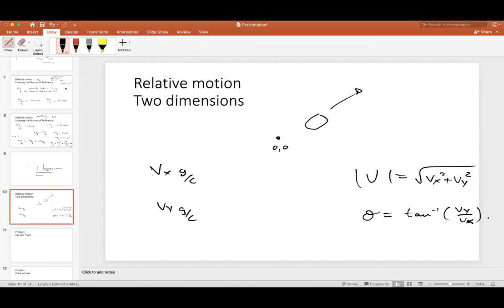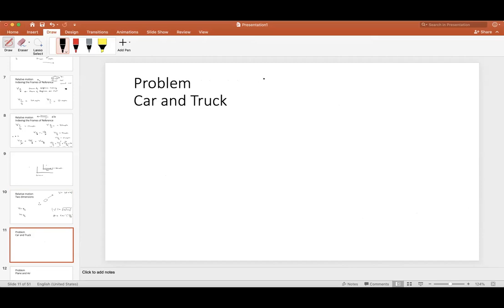We do the same thing that we're doing in 1 dimension. We just note that our V is going to have a component in the X and a component in the Y. And we handle X and Y separately, and we'll put it all together to find our total V. Okay? So let's do an example. This will hopefully help you understand what's going on.